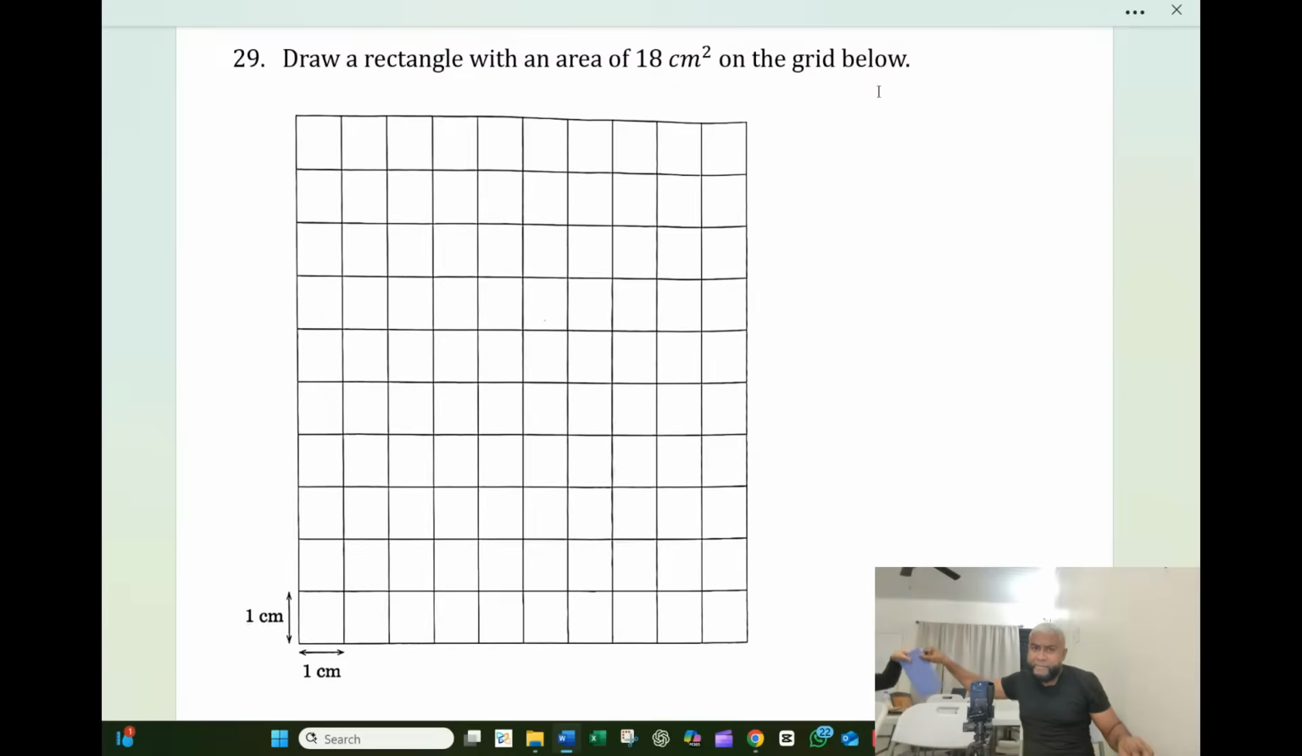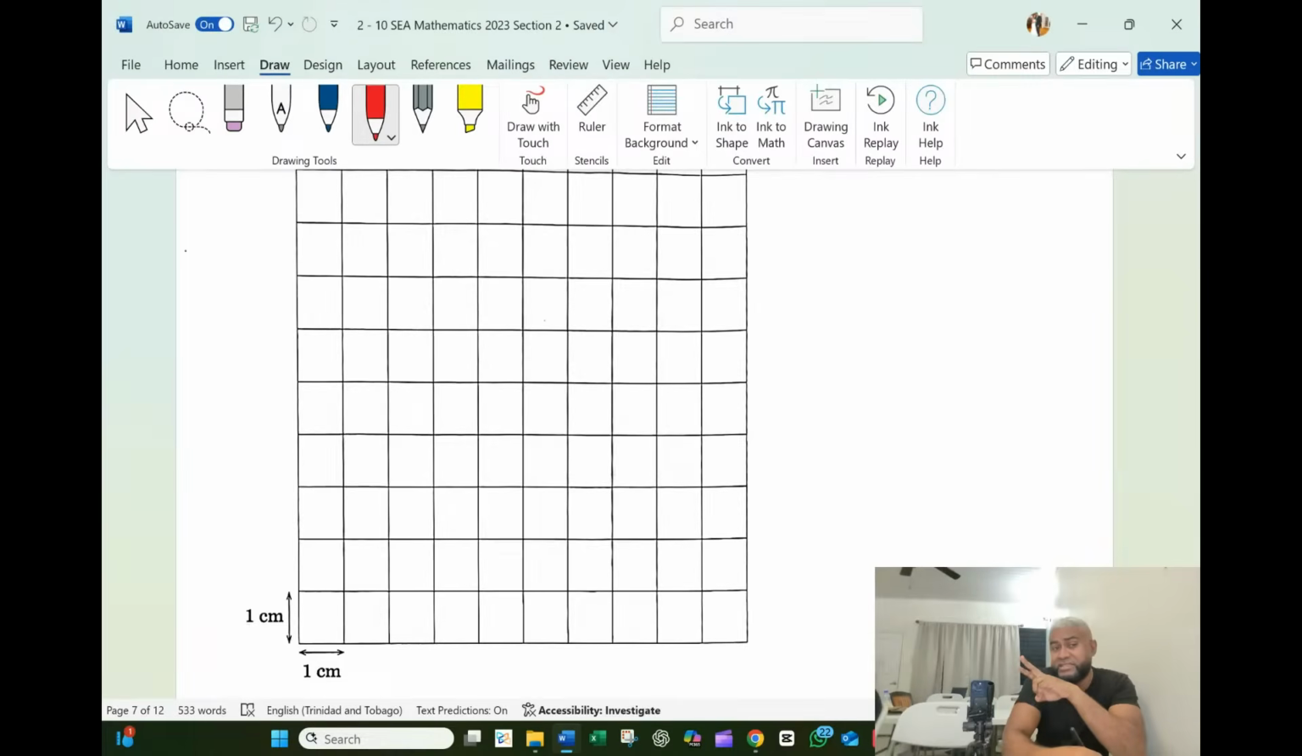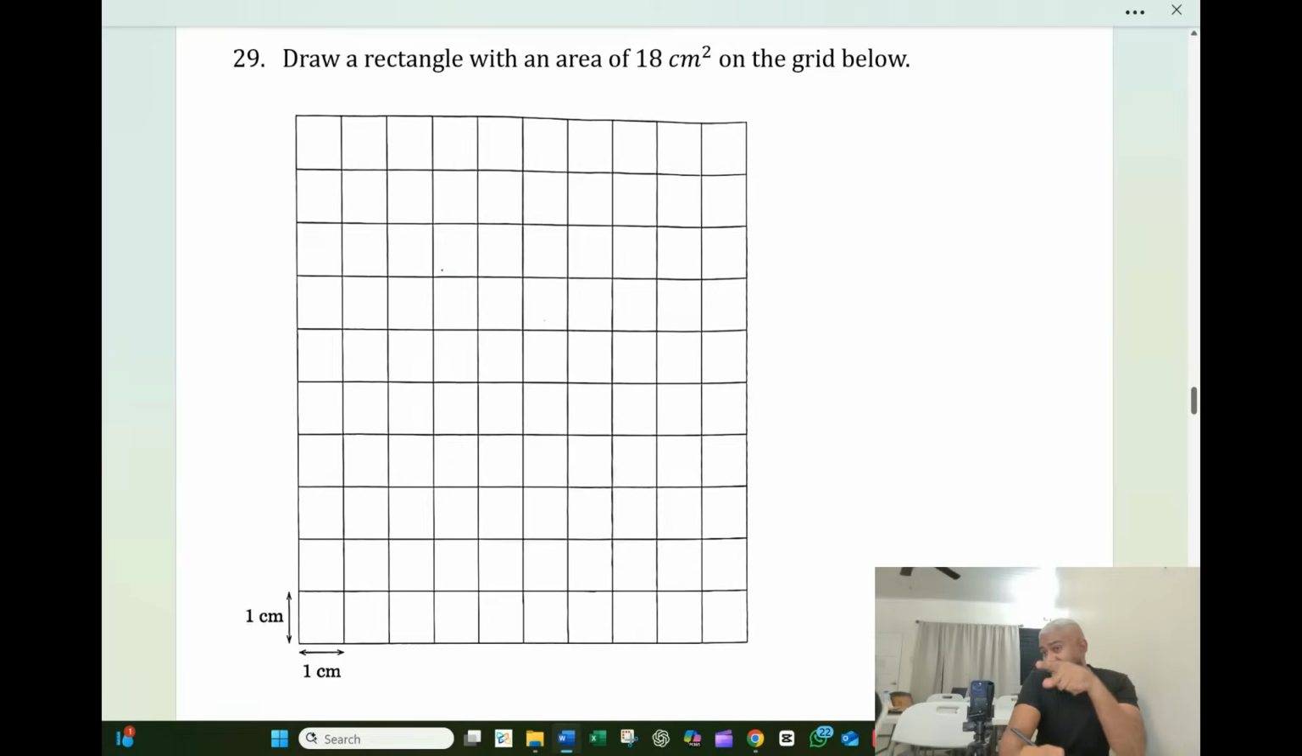So to get a rectangle of 18 centimeters, what do we put the length as? Notice you can get two possible answers to this, guys. I see he has 9. Actually, I has 9. That could be one.